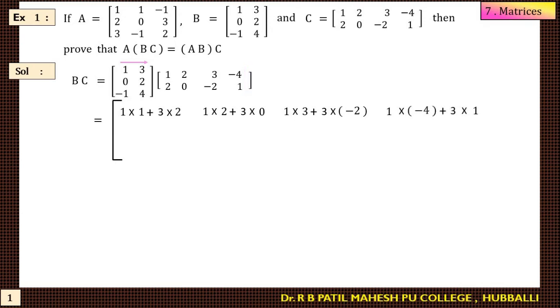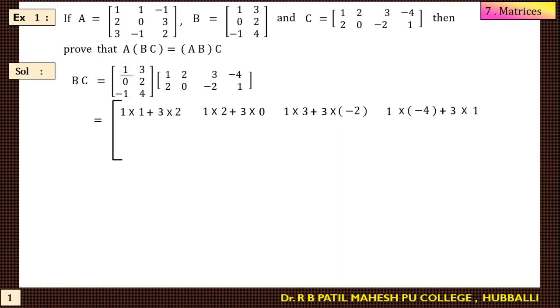Remember students, in the second matrix, how many columns you will get? That many elements you will get in the product of the matrix. And in the first matrix, how many rows are there? That many rows you will get in the product of the matrix. This is very important. Okay, now the first row with all columns is operated.